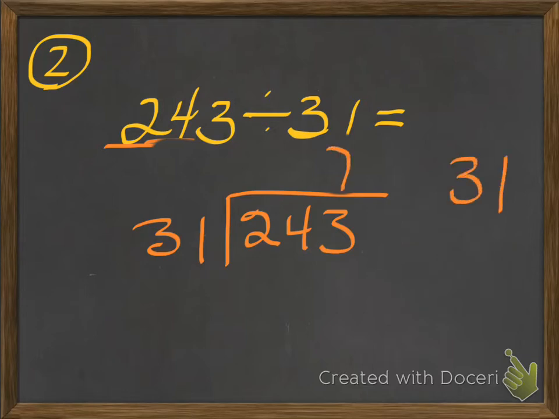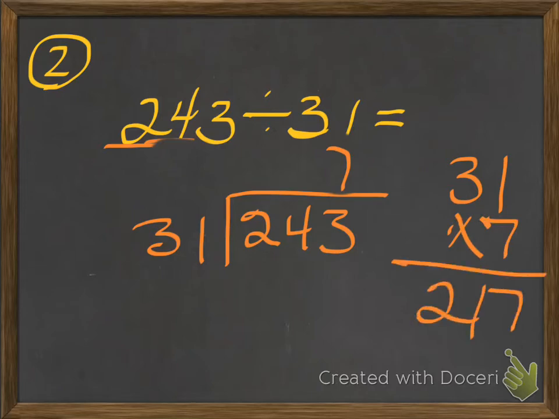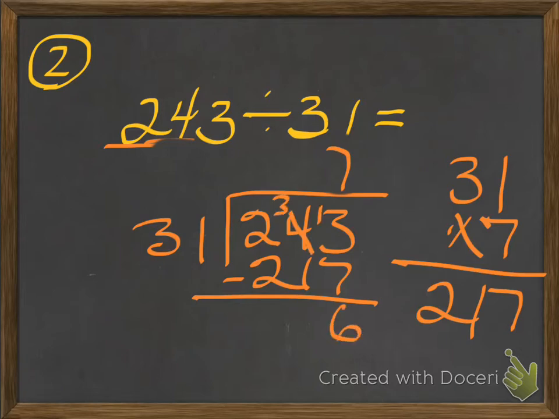So now I'm going to take 7 times 31. 7 times 1 is 7. 7 times 3 is 21. 217. 243 minus 217. I'm going to have to borrow. 13 minus 7 is 6. 3 minus 1 is 2. And then 2 minus 2 is 0. So I have 7 with a remainder of 26.